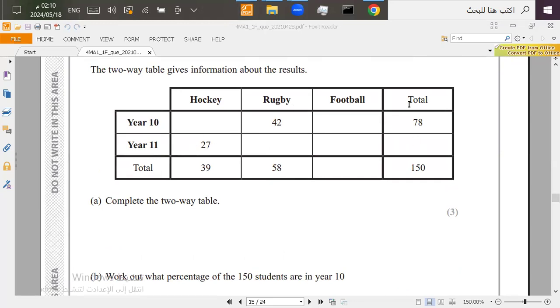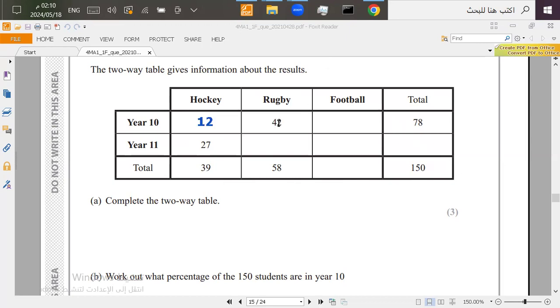When we complete the table, we have to focus on the numbers because this plus this equals 39. So when we subtract these, we will get this number. So 39 minus 27. Let's do it with a calculator. 39 minus 27. We will get 12. So this one is 12.